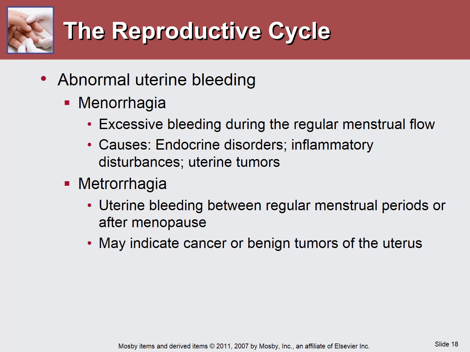Menorrhagia is excessive bleeding during regular menstrual flow. A lot of times the causes for this will be endocrine disorders, inflammatory disturbances, or tumor, right? Tumor, cancer. So when you see a heavy menstrual cycle, we want to be concerned about uterine cancer. And metrorrhagia is uterine bleeding between regular menstrual cycles, or after menopause, right? So it may indicate cancer or benign tumor of the uterus as well.